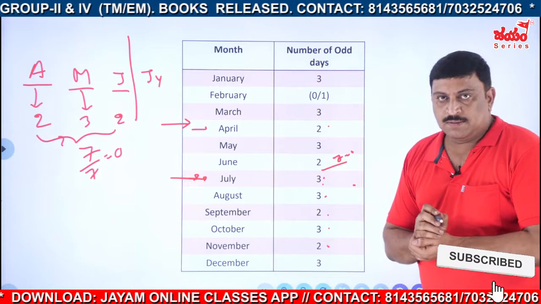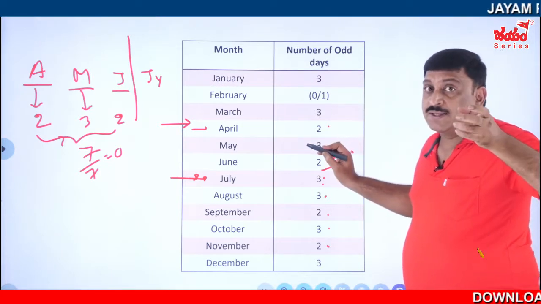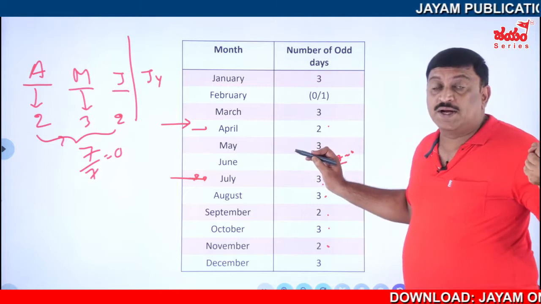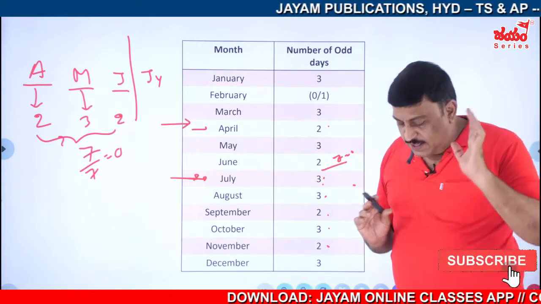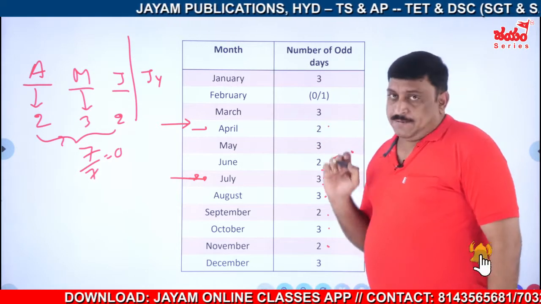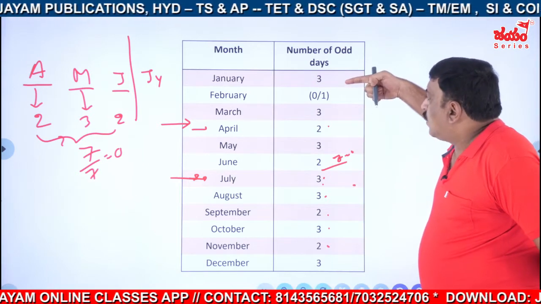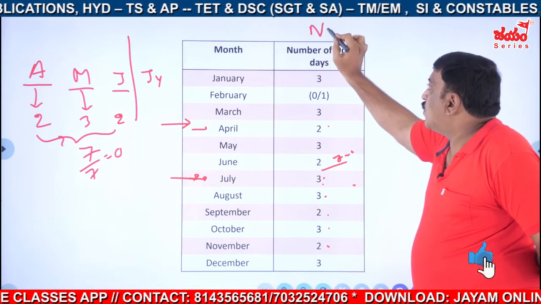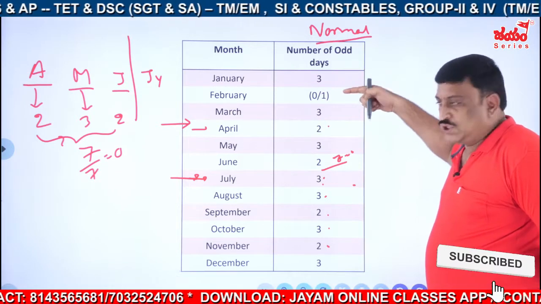We will make charts, but the base concept is needed. Don't memorize this calendar concept by heart, otherwise it will definitely go wrong. I'm starting with Jan. Jan, 3. I'm going with a normal year only. Normal year, 3, 0.